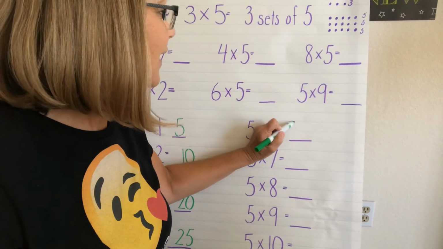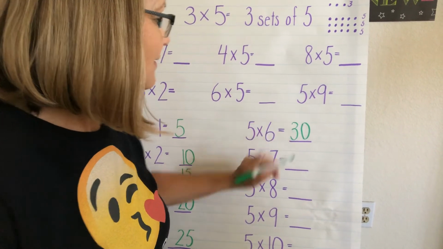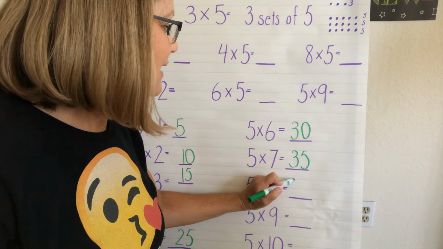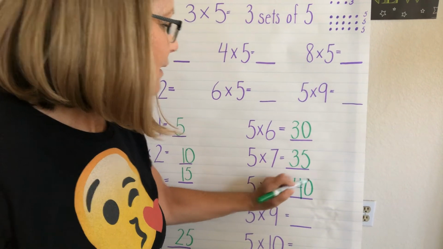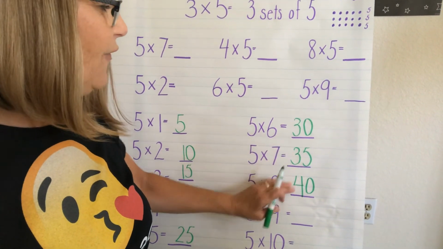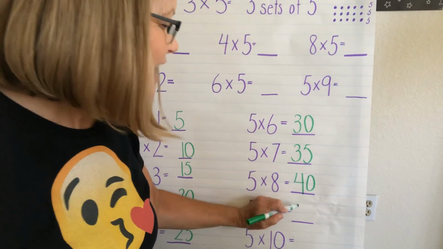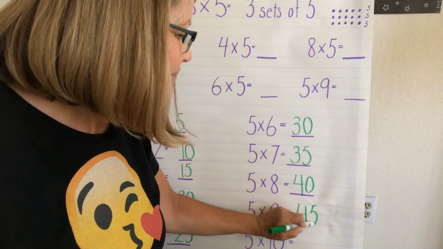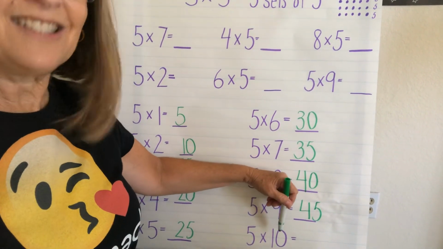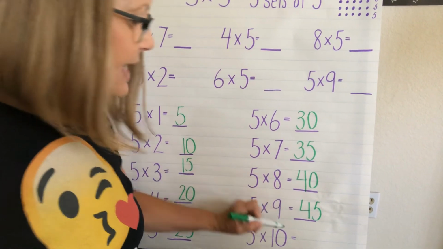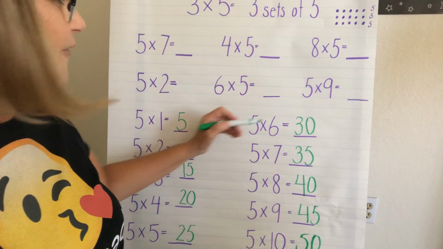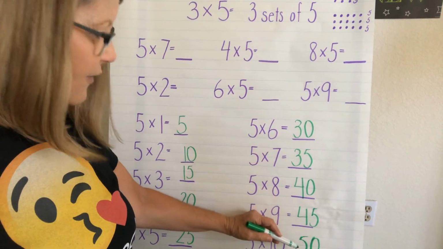What should I write over here? 30. 5 times 7, 35. 5 times 8, 40. So we got 5, 10, 15, 20, 25, 30, 35, 40. 5 times 9, what would come next? 45, very good. And then 5 times 10. Wow, I know my 5s, but I know my 10s also. I know when I multiply by 10, I just write the other number and put a 0 at the end. And that fits with 30, 35, 40, 45, 50.